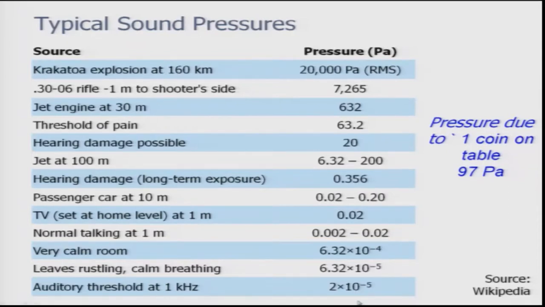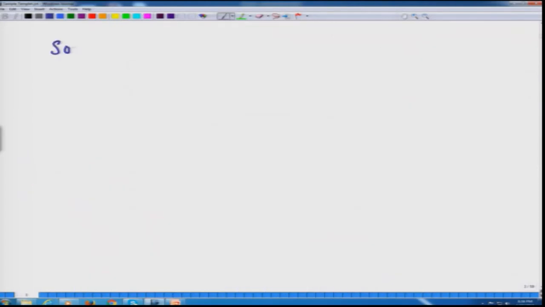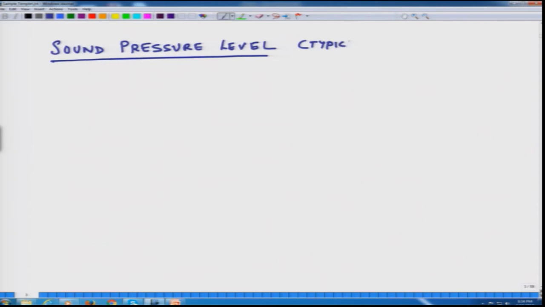So, here is the problem. Sound pressure level, typically, this does not mean that in all cases it will be like that, can be between 20 pascals and 20 micropascals. Okay. Now, what does that mean?